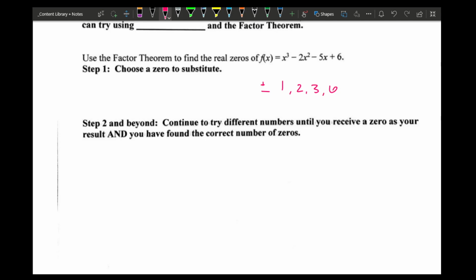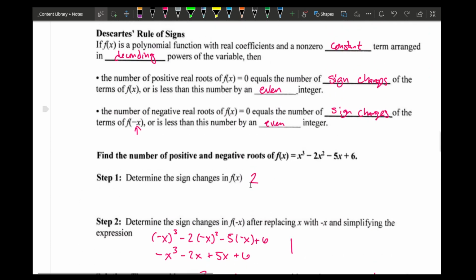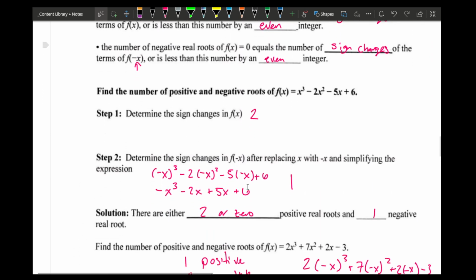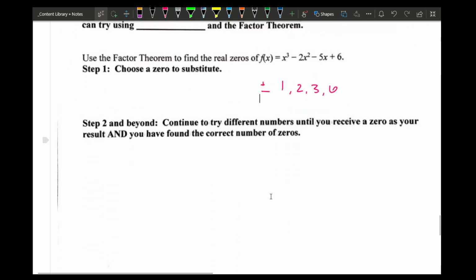What I'm going to do is try different numbers until I get a 0. According to our theorem, I should have, what was it, 1 positive root, or 2 positive roots and 1 negative root? We did that way back up here, so I know when to stop working. This problem, I've probably got 2 positives. I definitely have 1 negative. That's how I'm going to know when I'm done working.